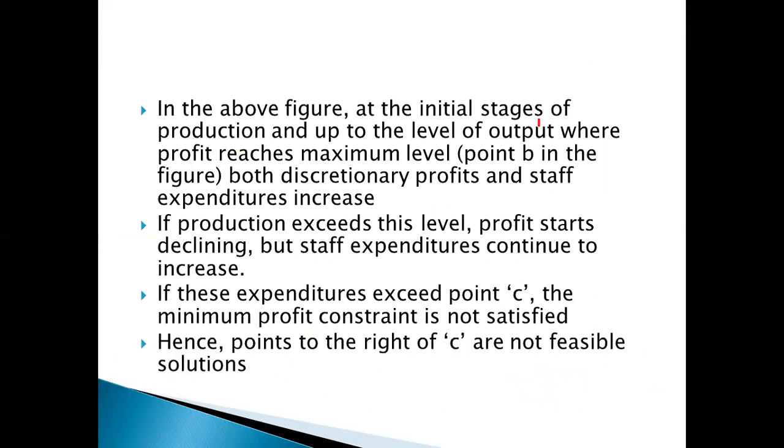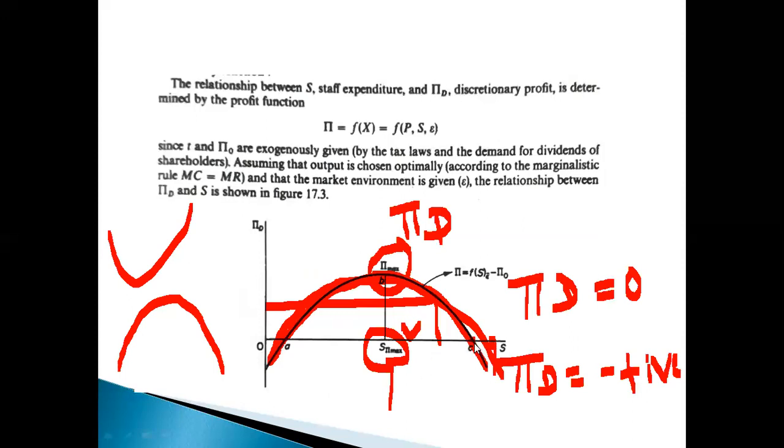In the above figure, in the initial stages of production, up to the level of output where profit reaches its maximum level, point B in the figure, both discretionary profit and staff expenditure increase. If production exceeds this level, profit starts declining, but staff expenditure rises. If staff expenditure exceeds point C, the minimum profit constraint is not satisfied. Hence, points beyond C are not feasible points, because in this region discretionary profit becomes negative.